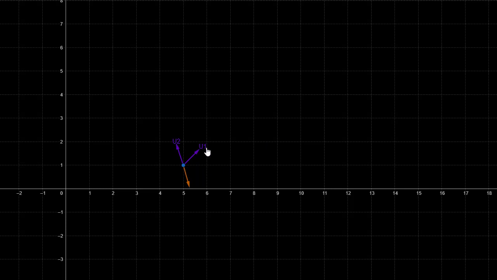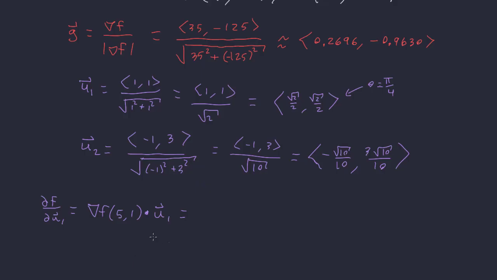Okay, and here they are on a graph just to see what we're talking about. Here's the direction of u1, here's the direction of u2. Now you'll notice u2 is extremely close to the actual gradient, just in the opposite direction. All right, so let's calculate the directional derivatives in these directions.